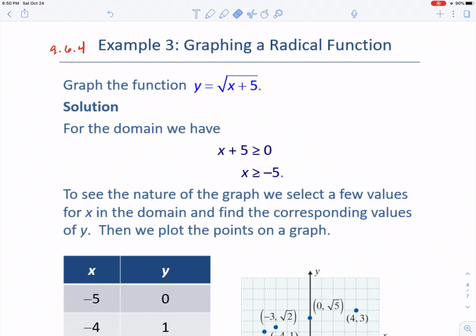All right, this is the last one from section 9.6. I've got it labeled 9.6.4 because this is video number 4. We're going to do one more graph.